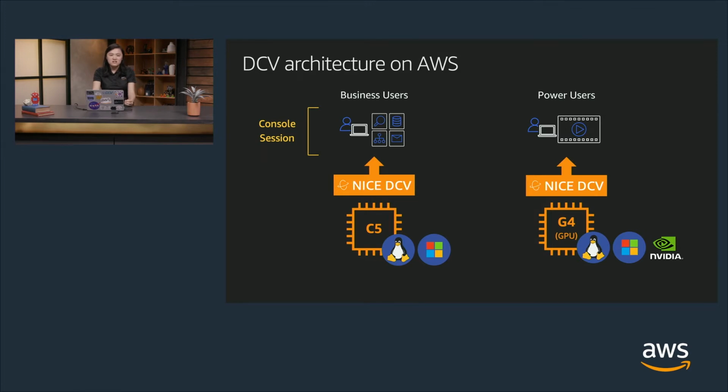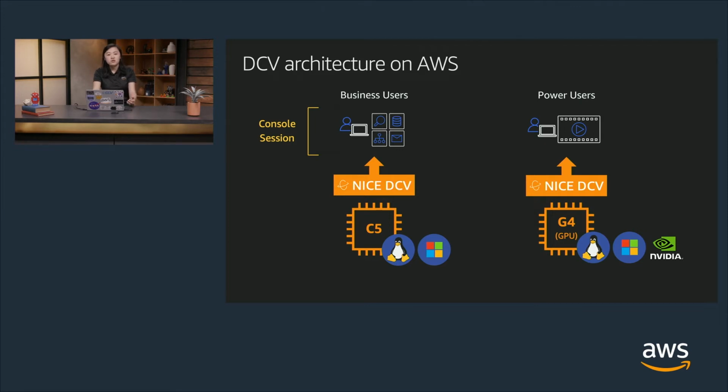To use DCV, you need to install the DCV server software on this C5 instance. Once NICE DCV's server software has been installed, a business user can then create a session on his or her client device to access the remote desktop streamed from the server. Note here that I'm showing you a one user, one instance mapping. This type of session is called a console session.